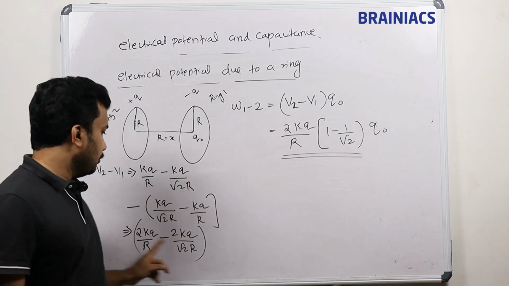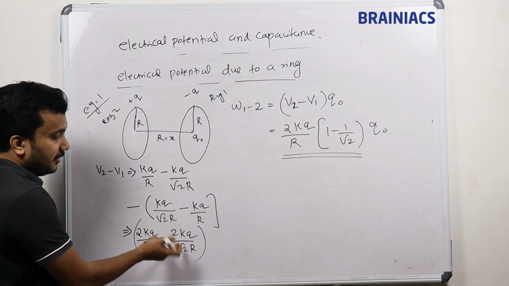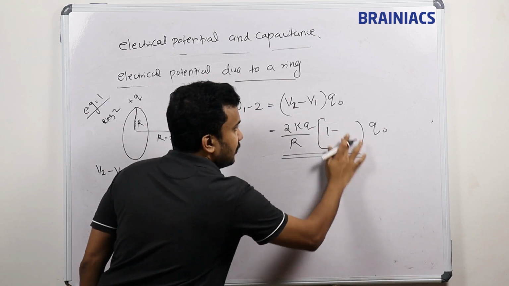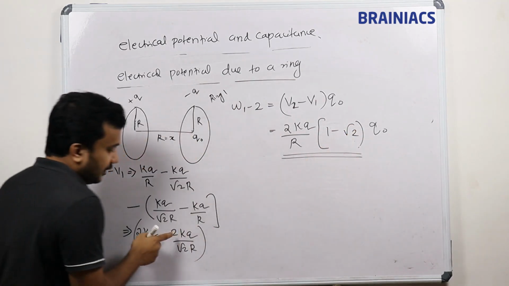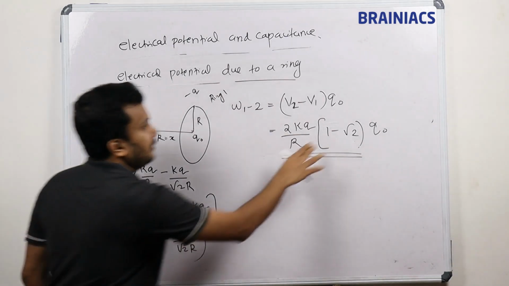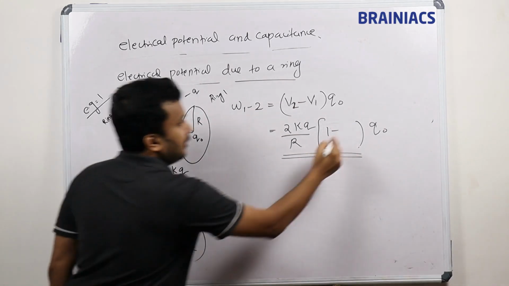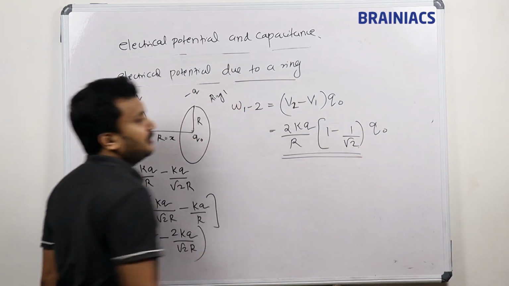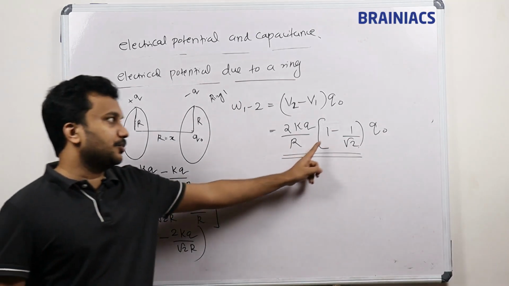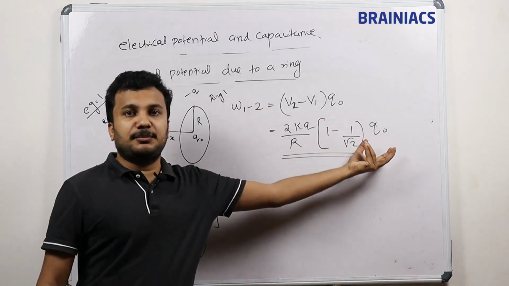2kq divided by r into 1 minus, okay, here 2 by root 2. 2 by root 2 we can simplify, since 2 is root 2 into root 2, so we can write it as 1 minus root 2. Correct? Okay, 2 is taken outside, right? Then this is correct. 2 is taken outside, so 2kq by r will come, then it is 1 by root 2. Sorry, it is correct only. I thought I had taken kq by r outside, but no, I have taken 2kq by r outside. So 1 minus 1 by root 2 multiplied with the moving charge.